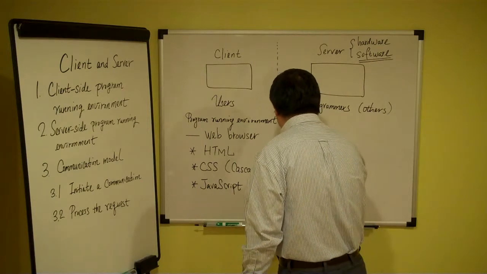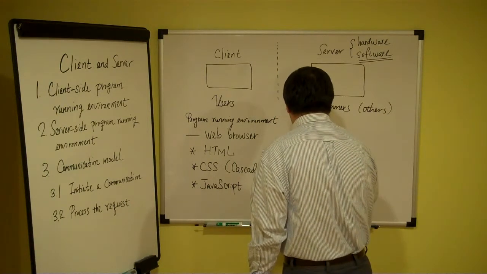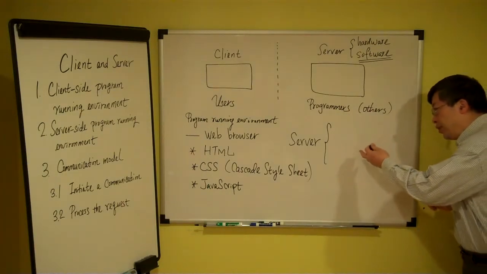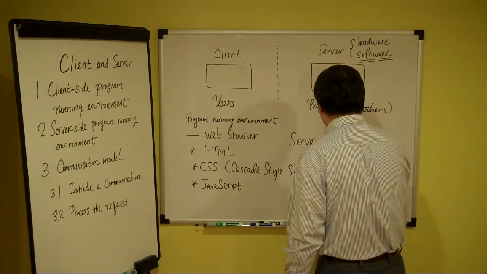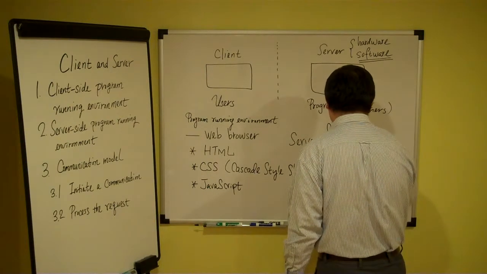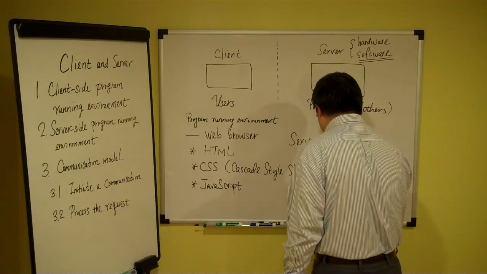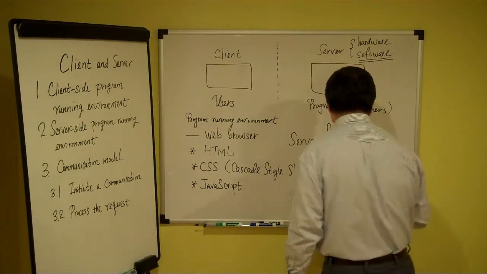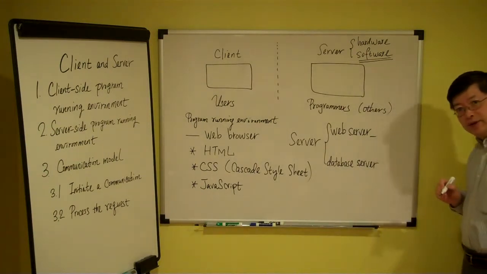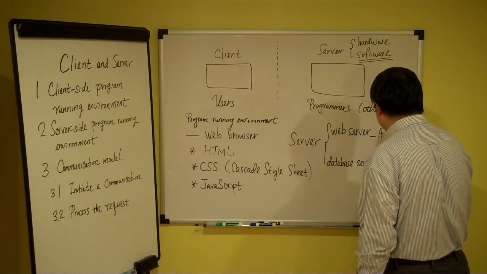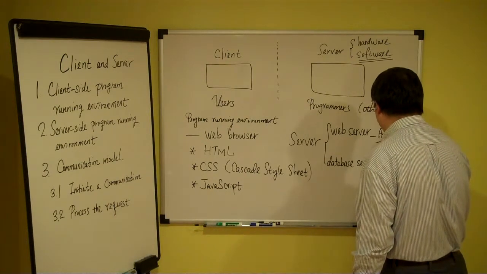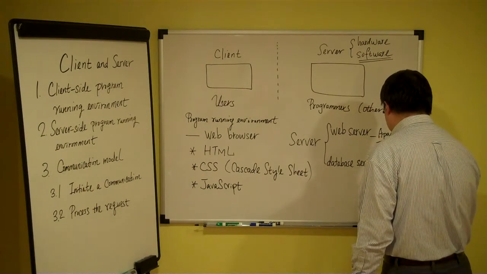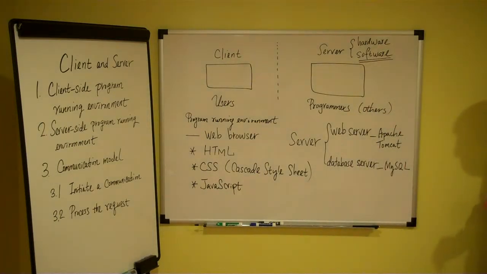Now let's look at our software servers. There are two types of servers we will use here. The first type, web server. Second one, database server. For the web server, we will use two. First one, Apache. Second one, Tomcat. For database server, we use MySQL database server.